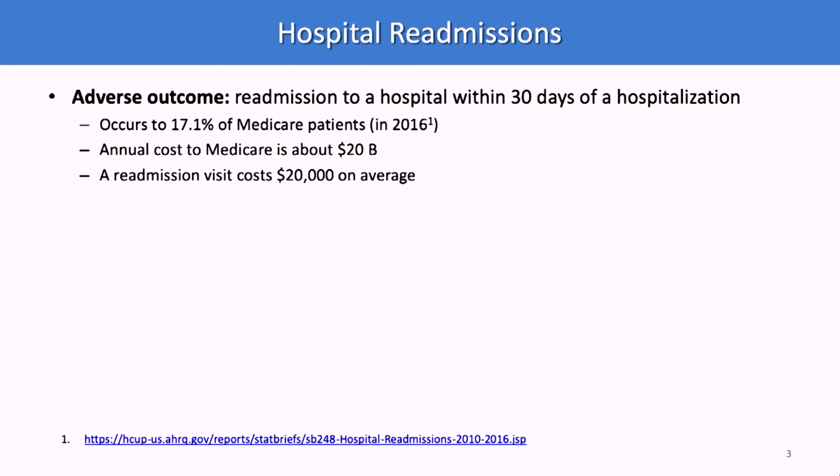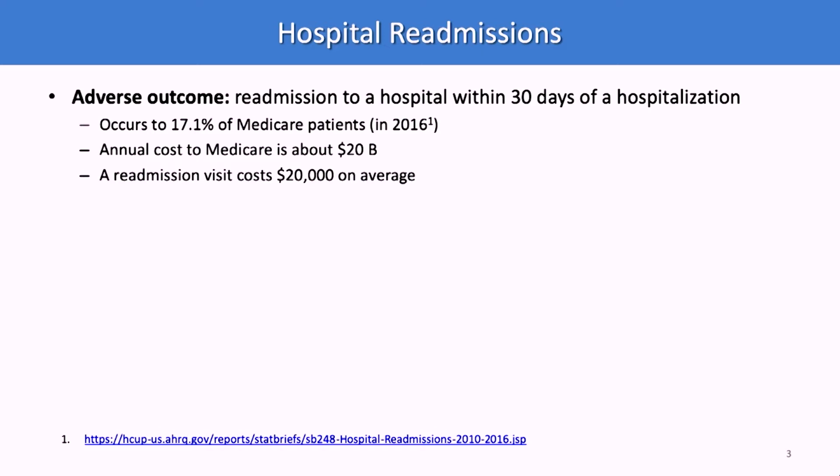When a patient leaves a hospital, if they come back within 30 days, right now in the US, the government basically penalizes hospitals if that happens very frequently, and their payments get adjusted for that. This is a phenomenon that is actually pretty common. The cost of that to Medicare, this is the latest number, it used to be a bit larger, the annual cost is about $20 billion, and a single readmission visit costs about $20,000 on average.